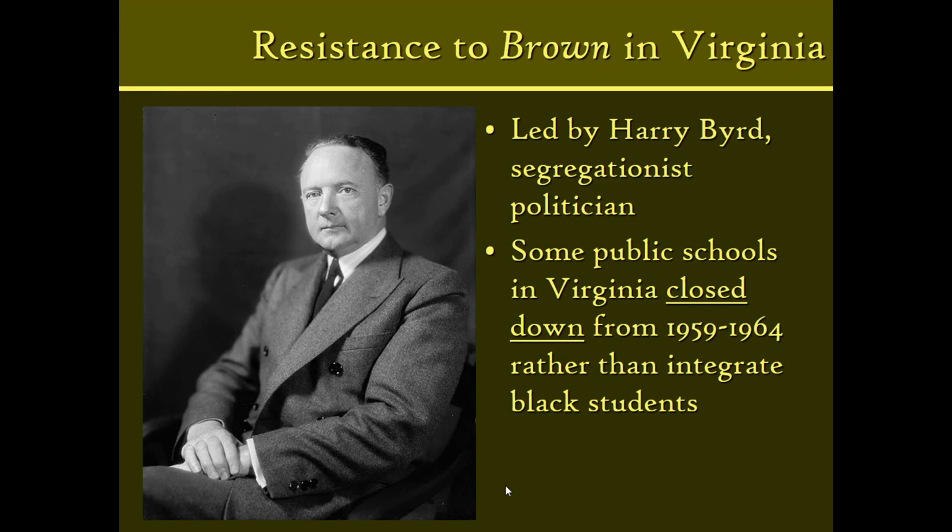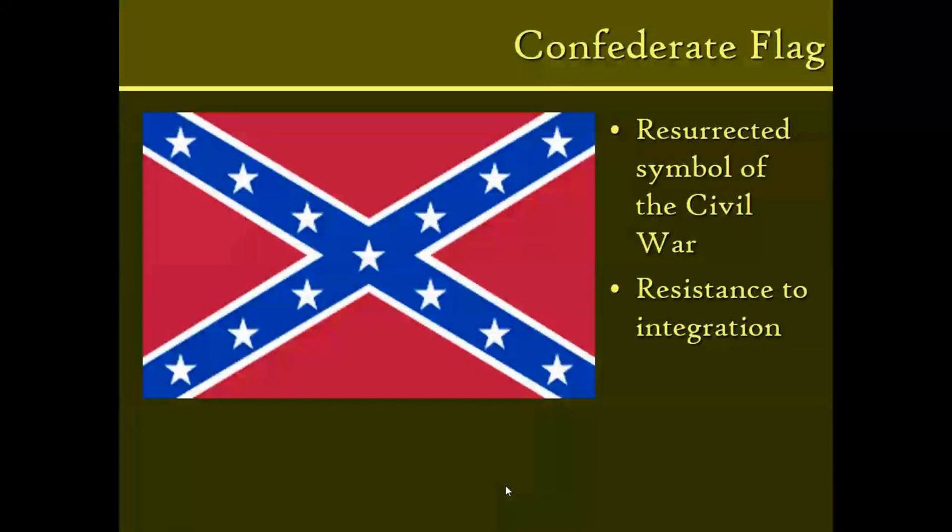Resistance to Brown in Virginia was led by Harry Byrd. He was a segregationist and a politician. And I think what's more interesting is some public schools in Virginia simply closed down from 1959 to 1964 rather than integrate black students at the time. We see a resurrection of the Confederate flag. It stood for resistance to integration.